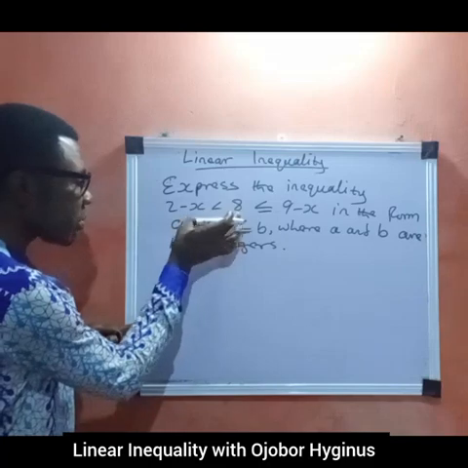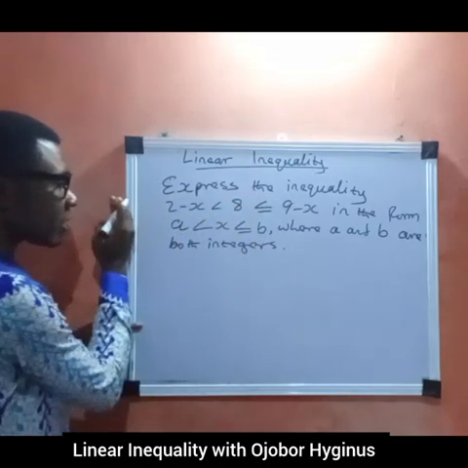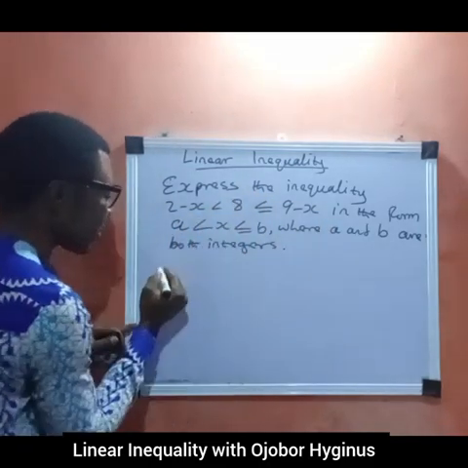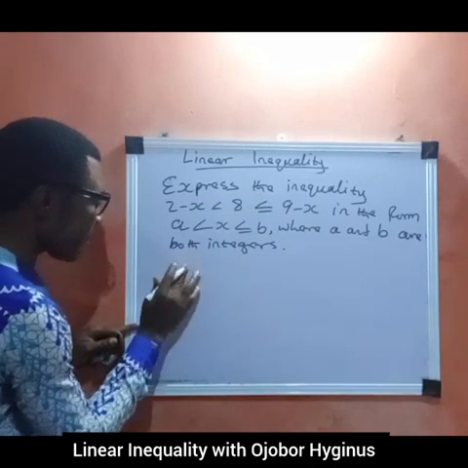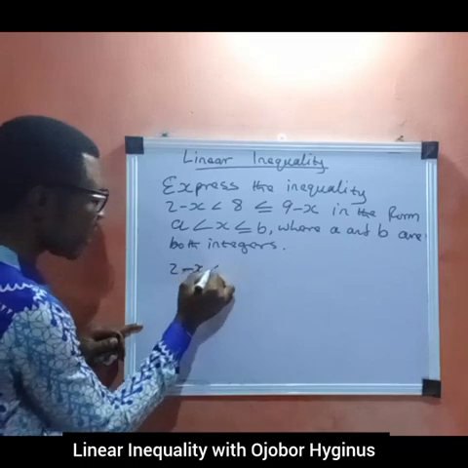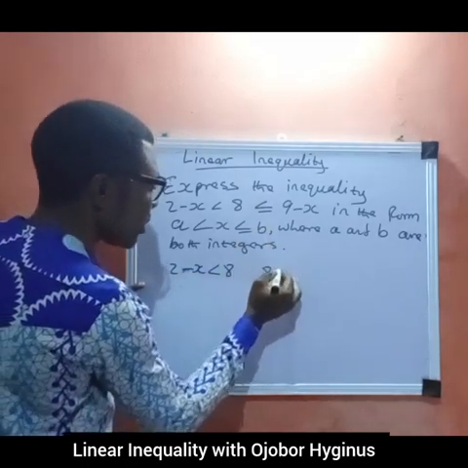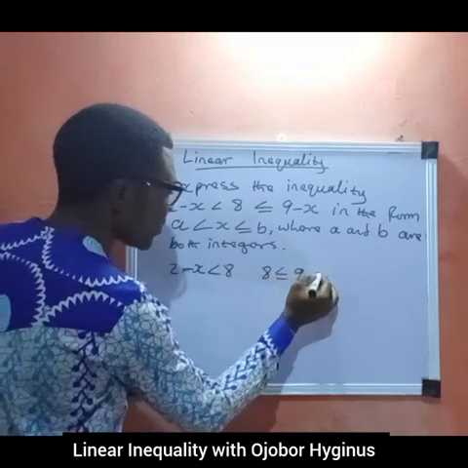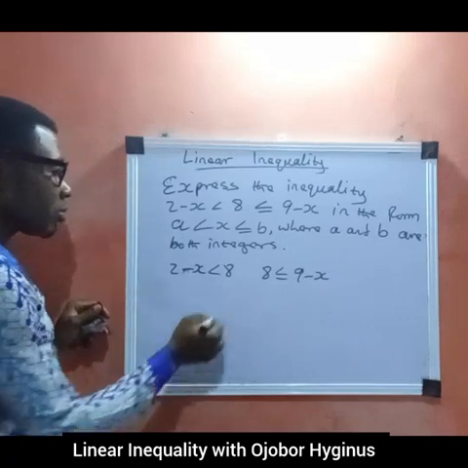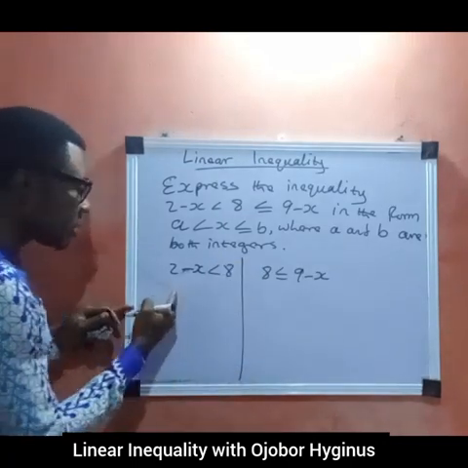So we are going to separate it from here as one and from here as another. So we are going to have 2 minus x less than 8, and we also have 8 less than or equal to 9 minus x. So these are the two inequalities we are going to have. So we solve them separately.